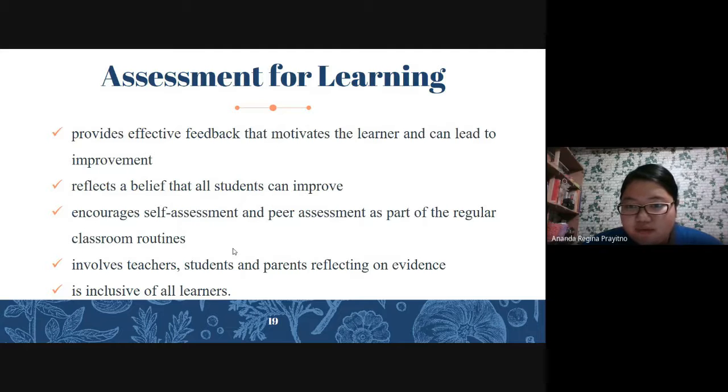It provides effective feedback that motivates the learner and can lead to improvement, reflects a belief that all students can improve, encourages self-assessment and peer assessment as part of regular classroom routines, involves teachers, students, and parents reflecting on evidence, and is inclusive of all learners.